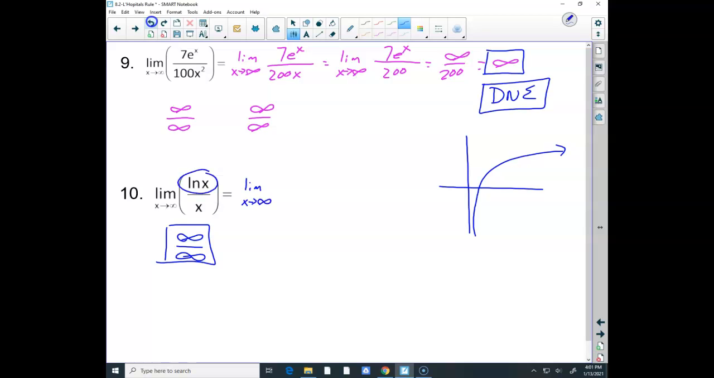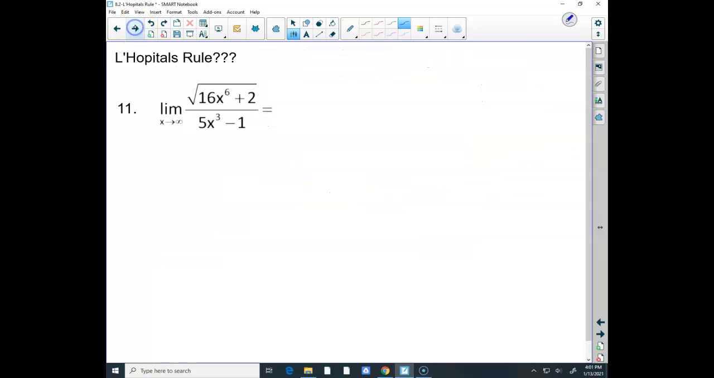The derivative of ln x is 1 over x, over the derivative of x, which is 1. Well, this is going to give me what? This is going to give me 1 over infinity over 1. Something divided by infinity, that's really 0 over 1, is it not? Oh, that limit is 0. And you can graph them to check them, but that limit is going to be 0 on that one.